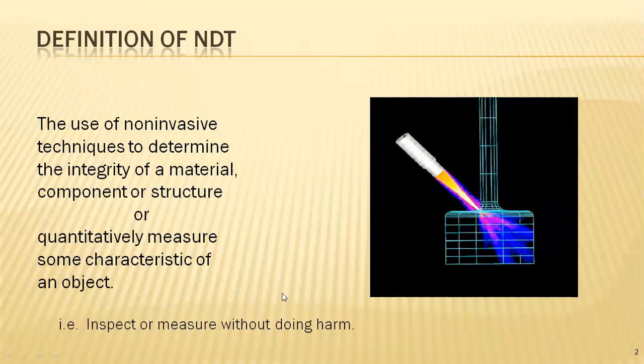That is nothing but inspection or measuring without doing any harm to the material. Coming to this point of without doing harm, we have already observed that in the destructive type of testing process, the specimen deteriorates or changes its dimensions completely into the plasticity range. But in NDT, there will not be any changes even after the inspection has been done.